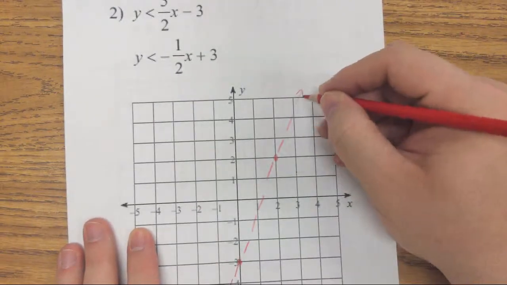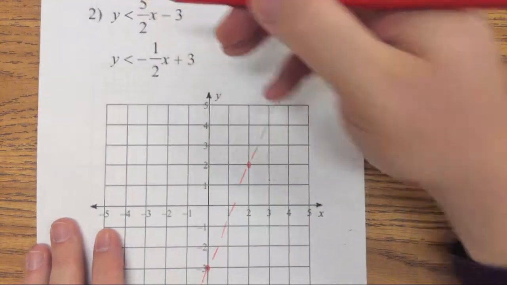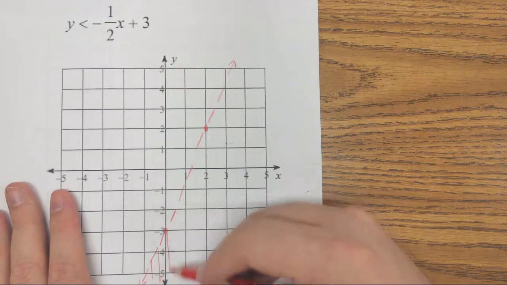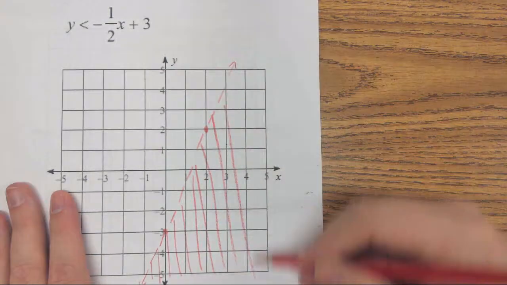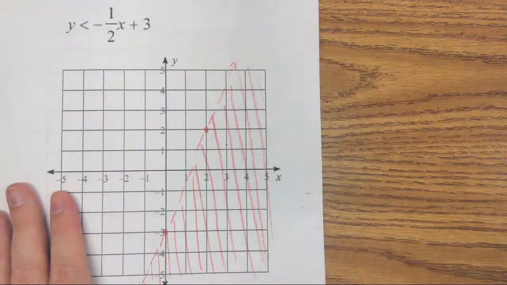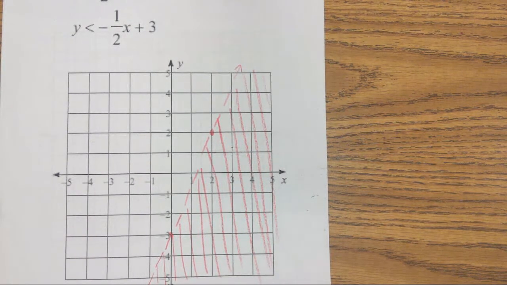There's our dashed line. Now we have to decide where we're shading. This is less than, so I'm going to be shading below. All this area down here is where I'm shading. Okay. Alright. Let's do our other line.